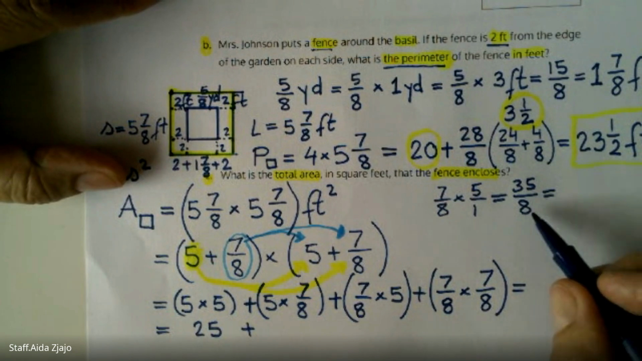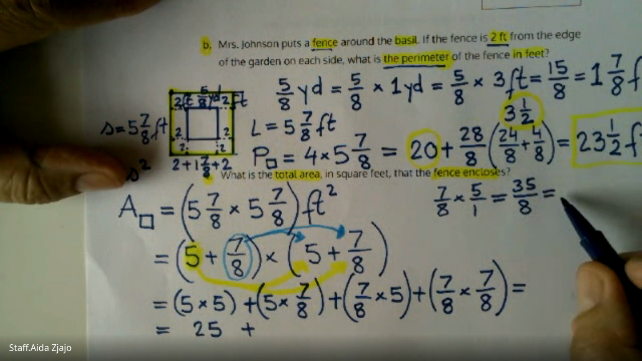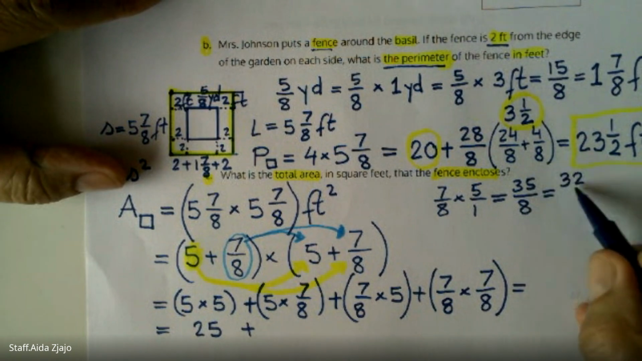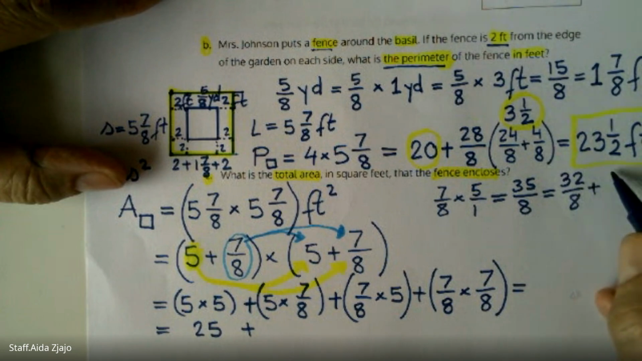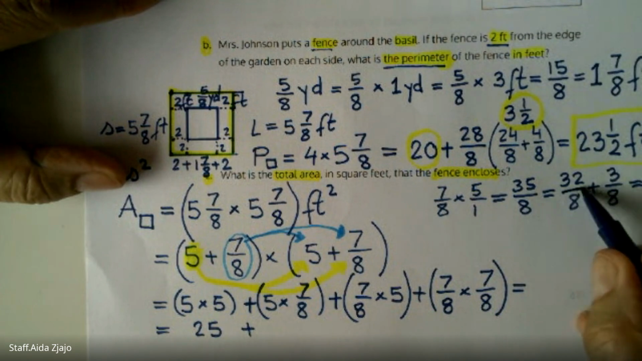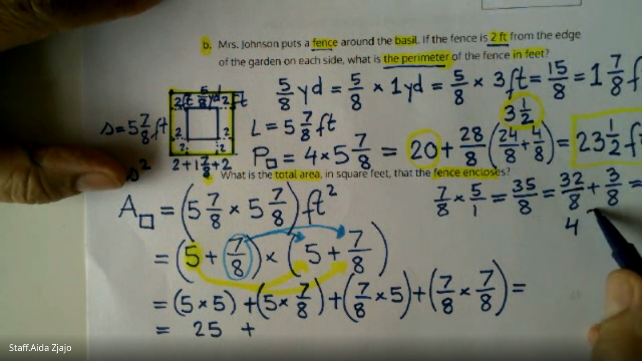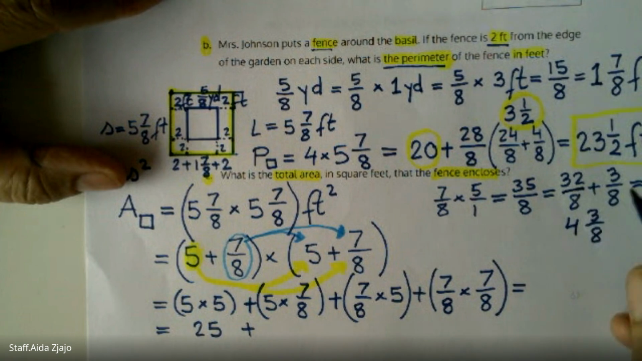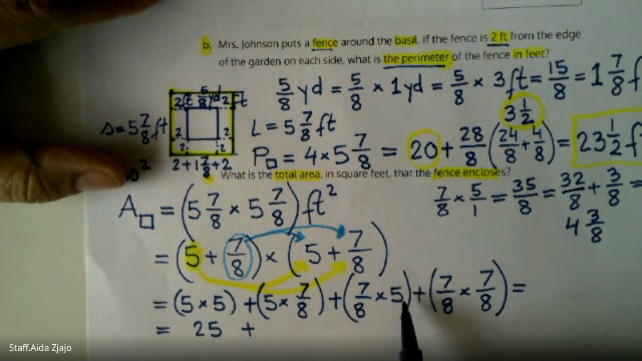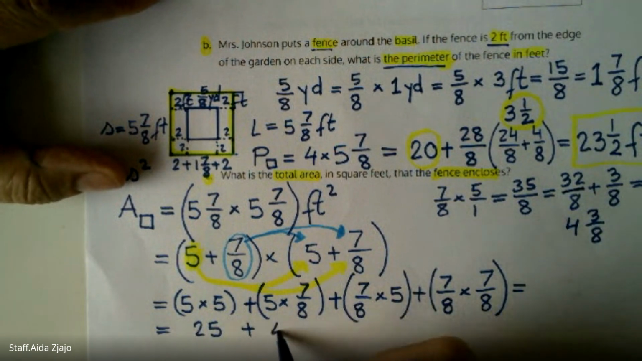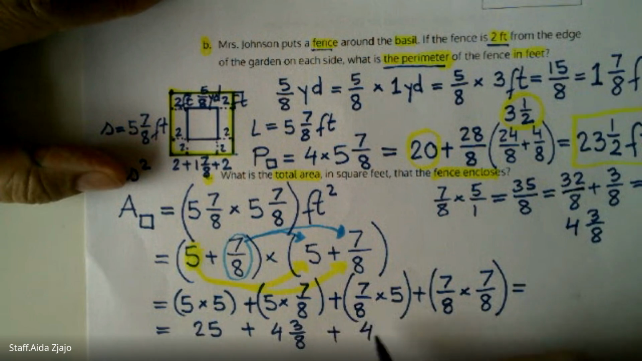So now I can do 8/8. So it would be 4 times 8 is 32. So 32/8 plus 3/8. 32 divided by 8 equals 4. And then 3/8 is left. So this is what 5 times 7/8 is. So it's 4 and 3/8 plus 4 and 3/8.